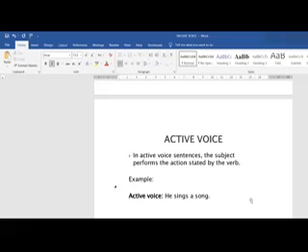Suppose, let me tell you one thing. First of all, what is written there? He sings a song. Which is the verb here? Sings. You question it with who, the answer is he, which is the very subject. You question it with what, the answer is a song, which is again the object. So here the subject, he, is directly performing the action.